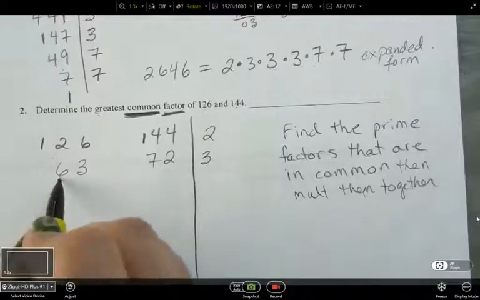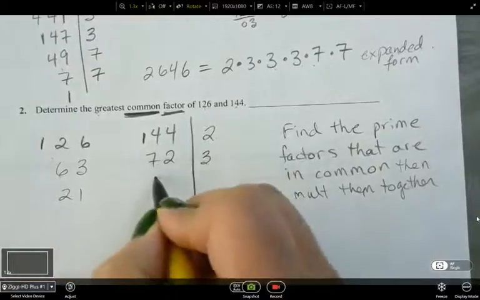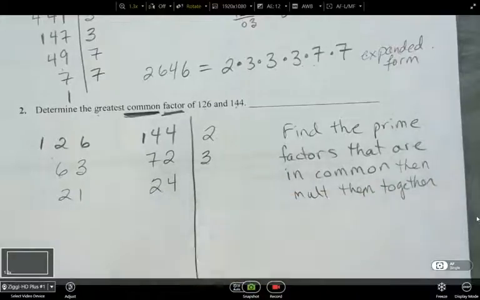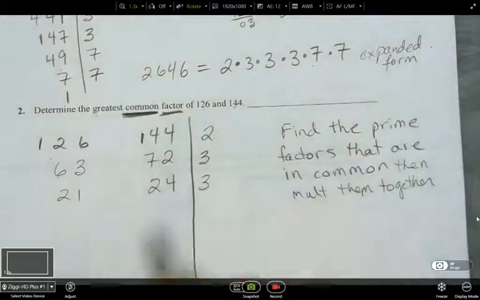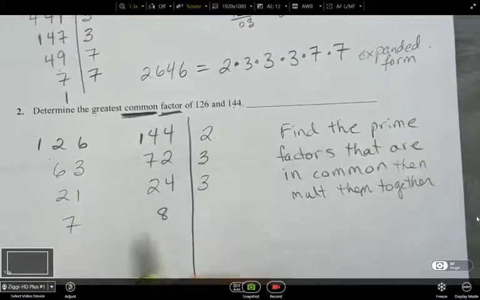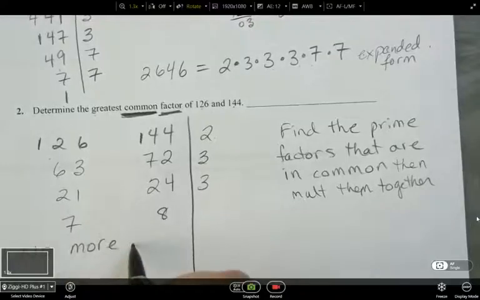All right, so what's 63 divided by 3? 21. What's 72 divided by 3? 24. Okay, now, what's the next thing to do? We can divide both of them by 3 again. And what am I left with here? 7 and 8. Now, what do we notice about these two numbers? No more common factors.